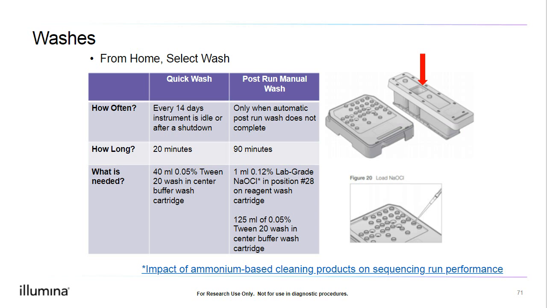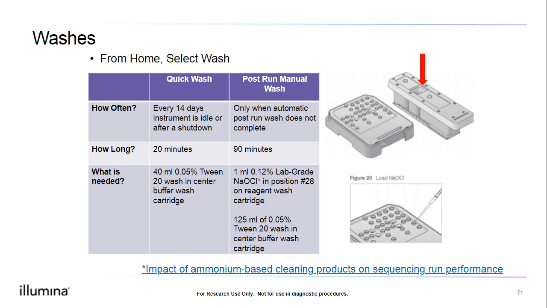The post-run manual wash is performed when the automatic post-run wash does not complete, such as when the run ends early with an error. This wash is the same length as the automatic post-run wash, about 90 minutes. This wash requires 1 ml of 0.12% sodium hypochlorite that needs to be loaded in position 28 in the wash cartridge, as indicated by the pipette tip in the bottom right image. The Tween solution is also added to the reagent wash cartridge.